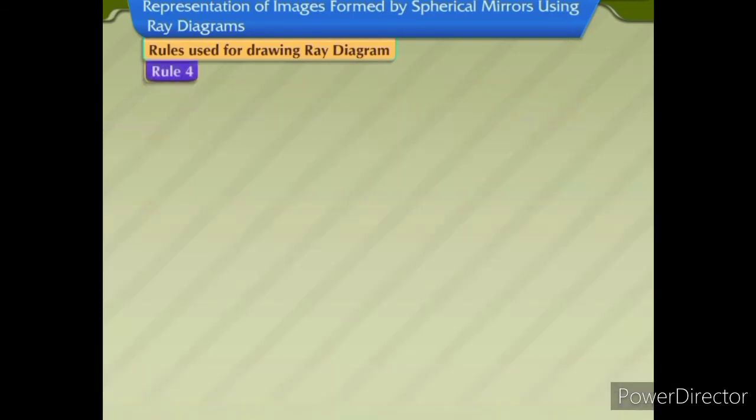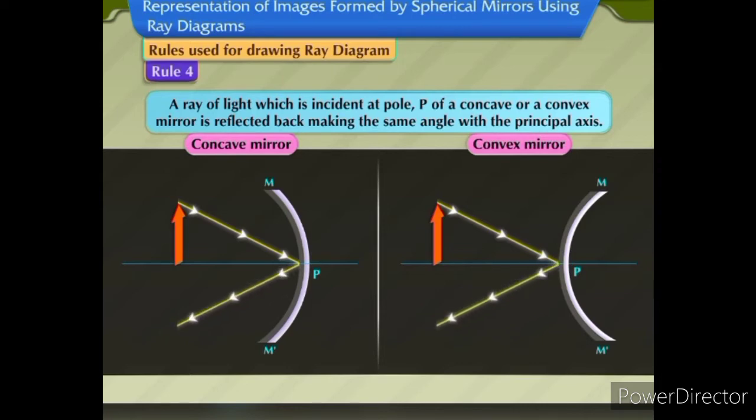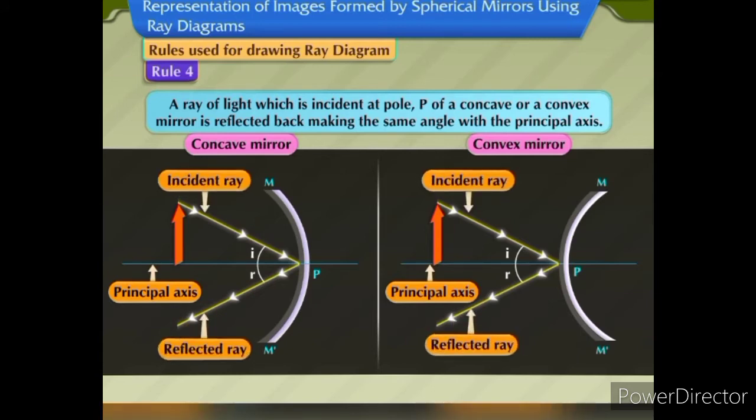Rule 4. A ray of light which is incident at pole P of a concave or a convex mirror is reflected back, making the same angle with the principal axis. Here, the incident and the reflected rays follow the laws of reflection at the point P, that is, the point of incidence. Thus, they make equal angles with the principal axis.